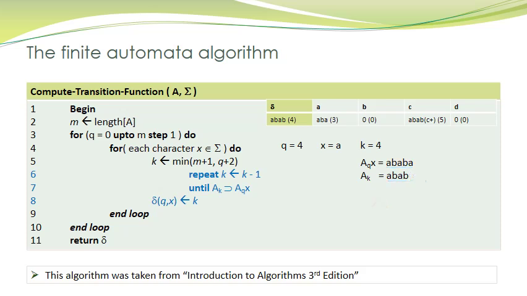So the loop continues, but AK is still not equal to the suffix of AQX. The loop runs once more, and this time AK is the suffix of AQX. The repeat loop is exited and state k is assigned to delta QX. Due to the for loops at line 3 and 4, this process is repeated for each state and each character in the language, so a complete transition table is produced.